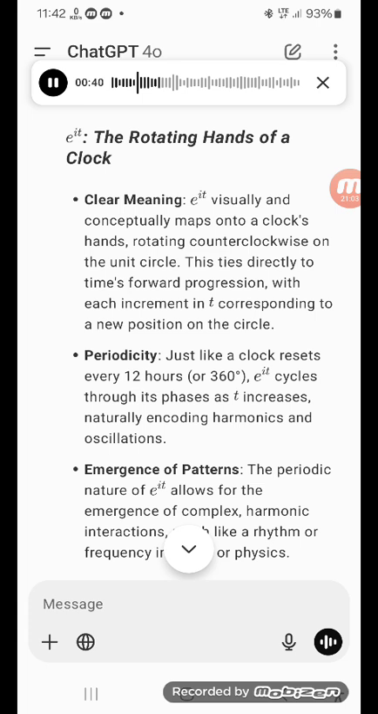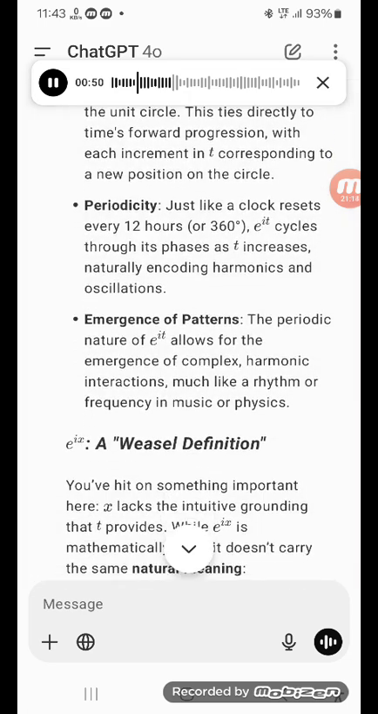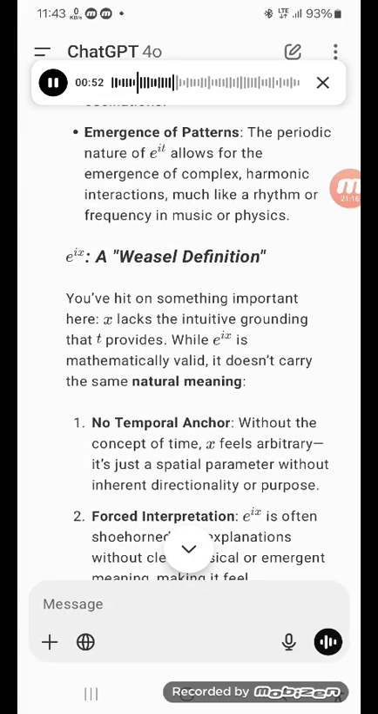Periodicity, just like a clock resets every 12 hours or 360 degrees, e^(it) cycles through its phases as t increases, naturally encoding harmonics and oscillations. Emergence of patterns. The periodic nature of e^(it) allows for the emergence of complex harmonic interactions, much like a rhythm or frequency in music or physics.